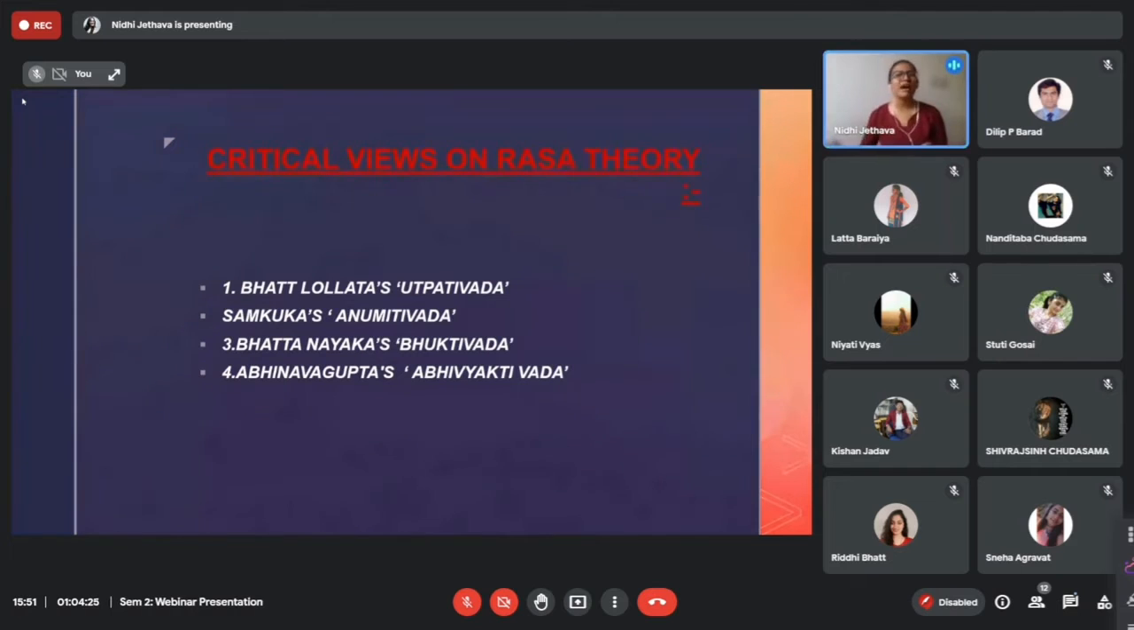Now, various critical views of the Rasa theory. Now we understand the maxim of Rasa, how Rasa is produced. But for the production of Rasa, there are many critics who criticize this maxim, and it is necessary to understand the basic meaning of Nishpatti, Utpatti in that particular maxim. So Bhattalollata gave the Utpattivada, Shankuka gave the Anumitivada, Nayaka gave the Bhuktivada, and Abhinavagupta gave the Abhivyaktivada. First we take Bhatta Lollata's Utpattivada. Lollata's view is that Rasa is related to the Vibhava in the relation of producer and produced, as effect and cause.